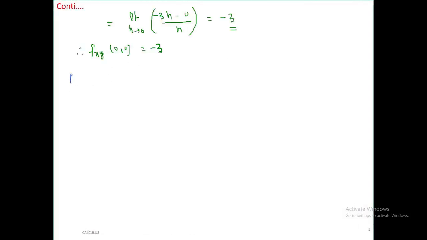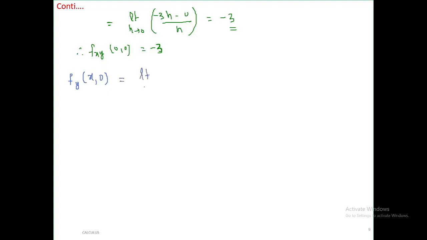So f_yx means first with respect to y, and after that with respect to x. First with respect to y. Since we are differentiating with respect to y, the y coordinate is substituted and the x coordinate stays as it is: f_y at (x, 0) is what we need.